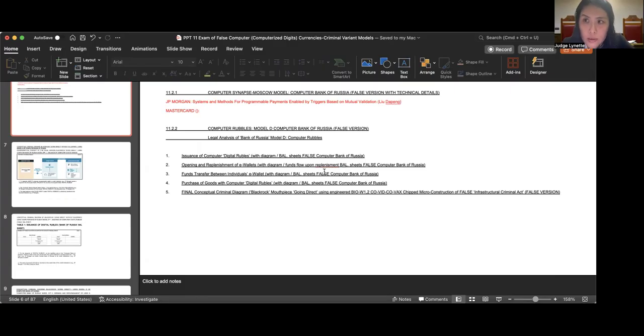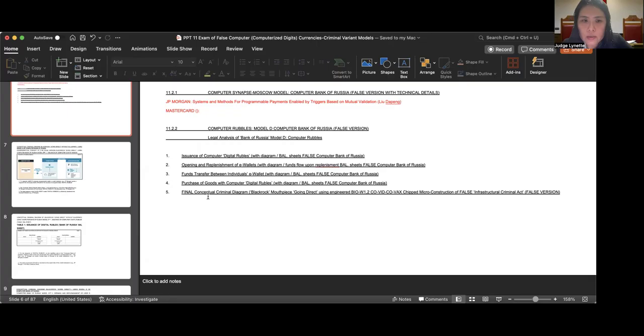And bear in mind, now with COVAX, the situation has changed entirely. It could be an e-wallet in the brain. And that is totally genocidal and it's under international criminal law. Third is funds transfer between individuals, e-wallet, with a diagram followed by balance sheet with the Computer Virtual Bank of Russia. Four is purchase of goods with the Computer Digital Rubles with a diagram and balance sheet with the Computer Virtual Bank of Russia.